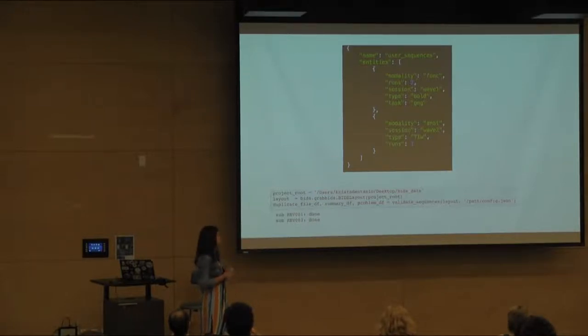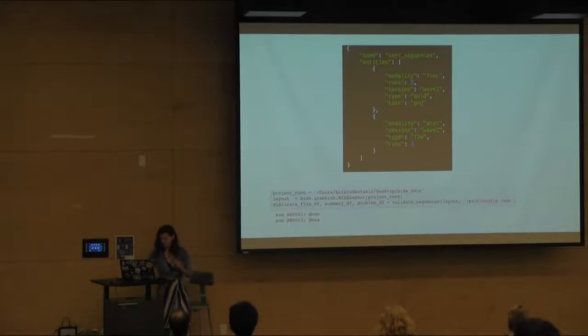And the way you do this then is you get this layout object, or call whatever you want, and then you just run validate sequences on the object and on the configuration file as inputs, and you can assign the output, which is 3 data frames, to whatever you want. And it runs on all the subjects that are specified in your BIDS data.